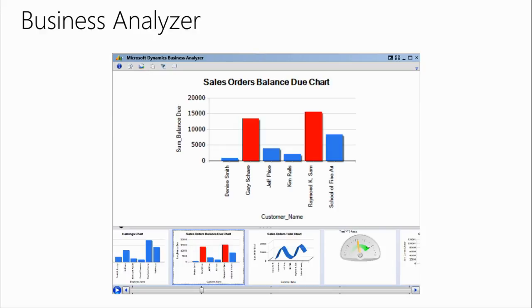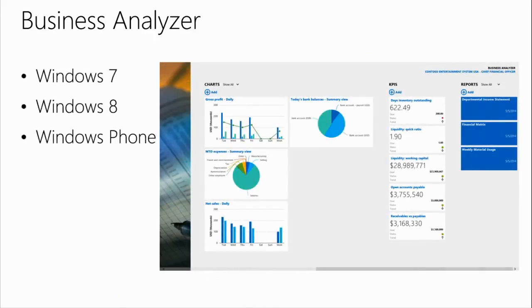So we can see it at a high level. They can see it. In this case, there are some items that are red that might grab their attention. And they're able to use the Business Analyzer to drill down to the details to get the information.